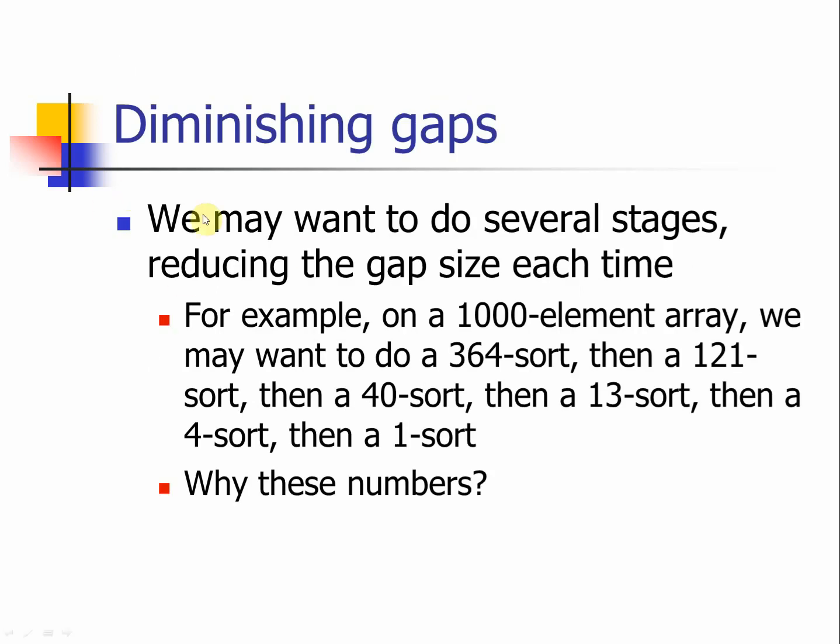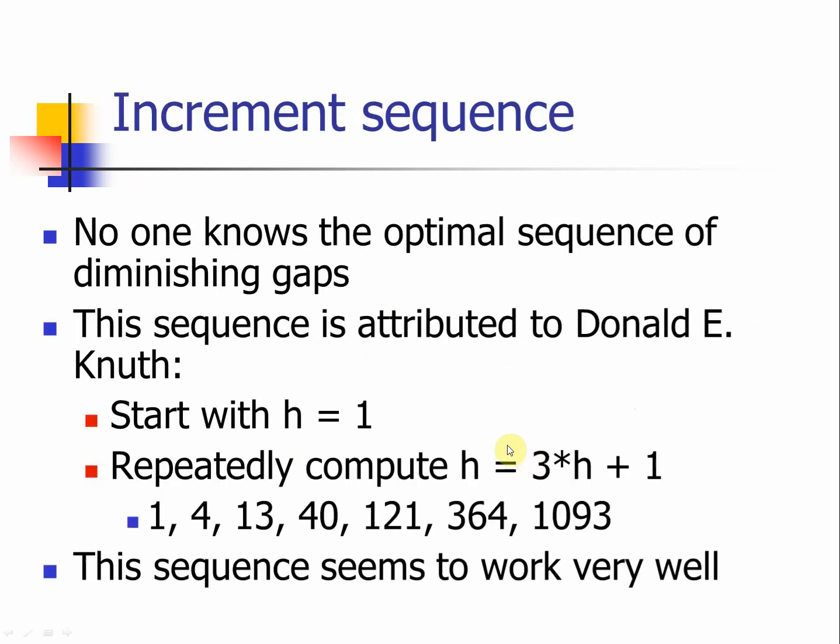So say now I have 1,000 items. We have some numbers given here: 364, 120, 40, 13, 4, and 1 sort. So you may have the question, why are we generating those numbers? And that is actually a very interesting topic. There are many, many different ways of generating those gap sizes. So here is one example.